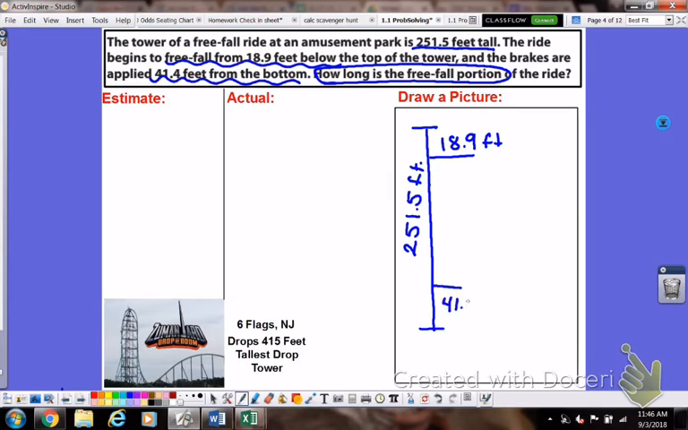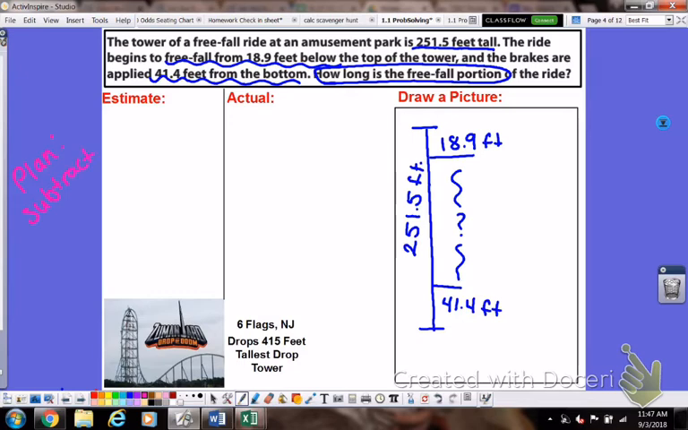And we know that this is 41.4 feet here. So our question is, how far is this middle section? If we know the total, and we're taking away these 2 pieces, we're going to subtract. So there's our plan, subtraction. Maybe off to the side, our plan is to subtract.